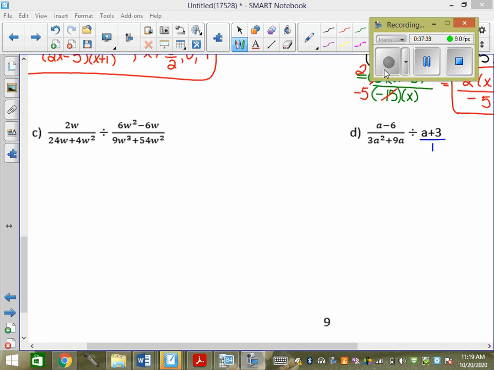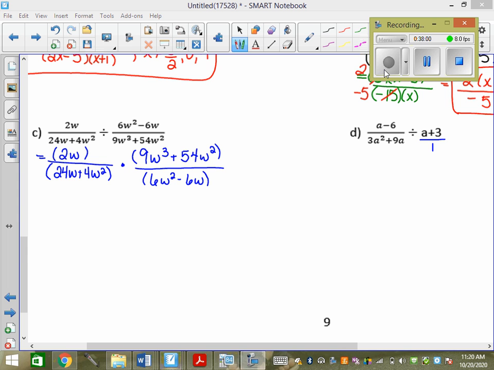For C, the first thing we're going to have to do is flip. So we're going to get 2W over 24W plus 4W squared times 9W cubed plus 54W squared over 6W squared minus 6W. Now on the top, the 2 and the W have to be separate.